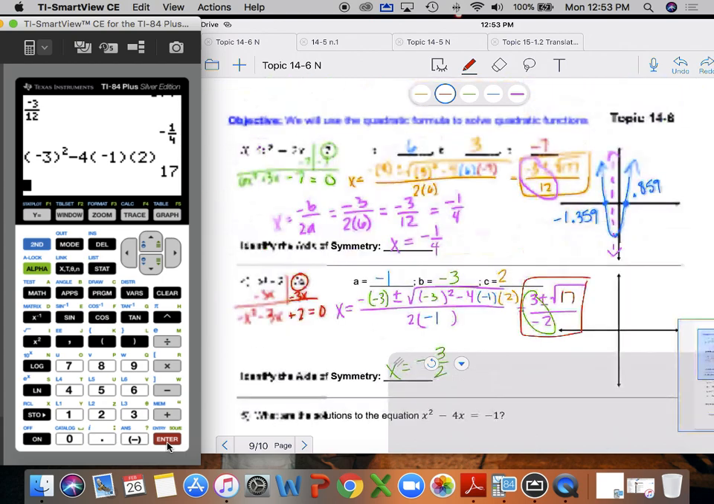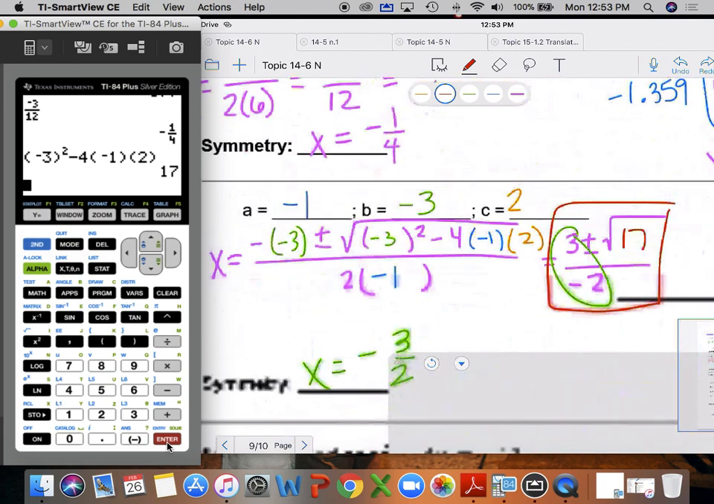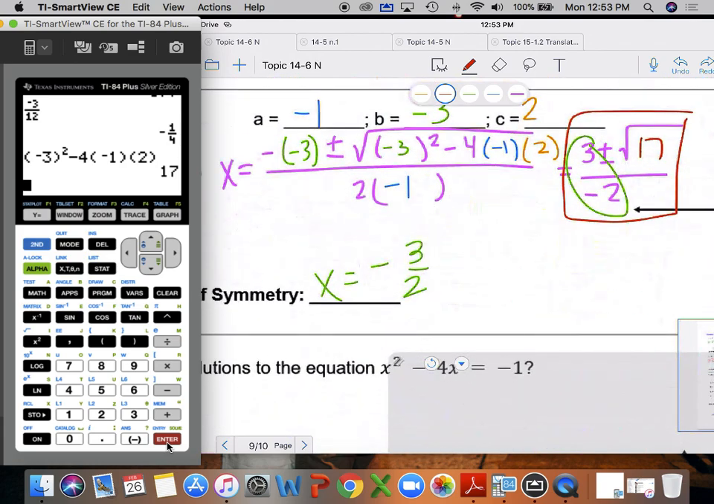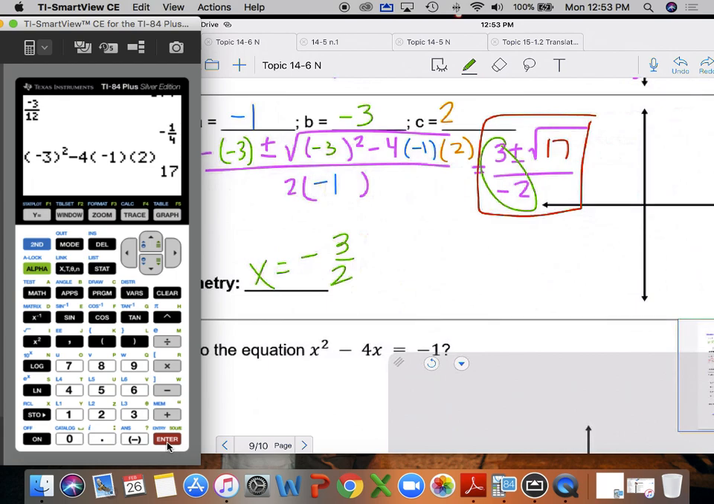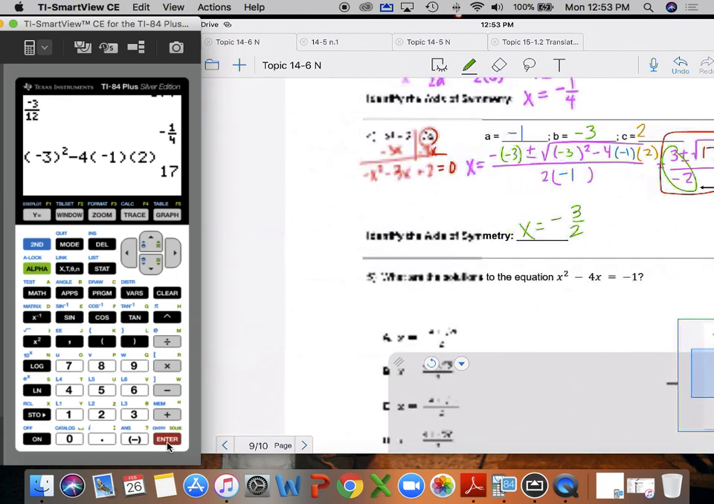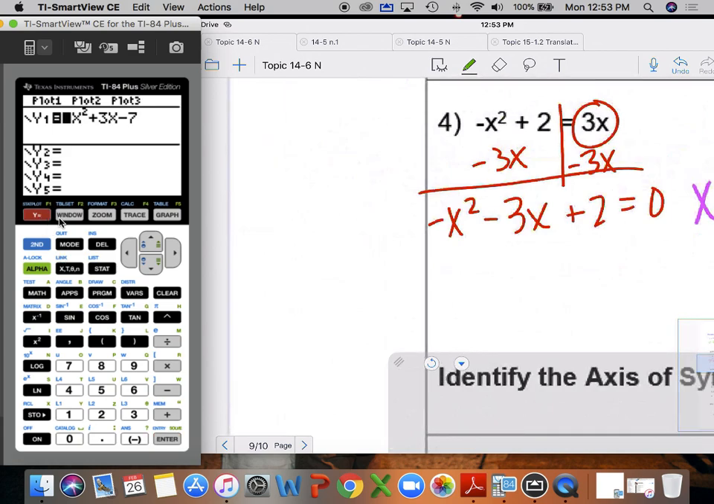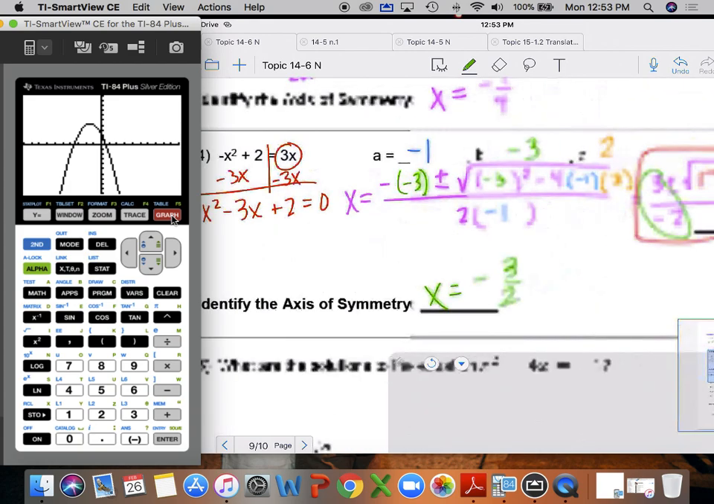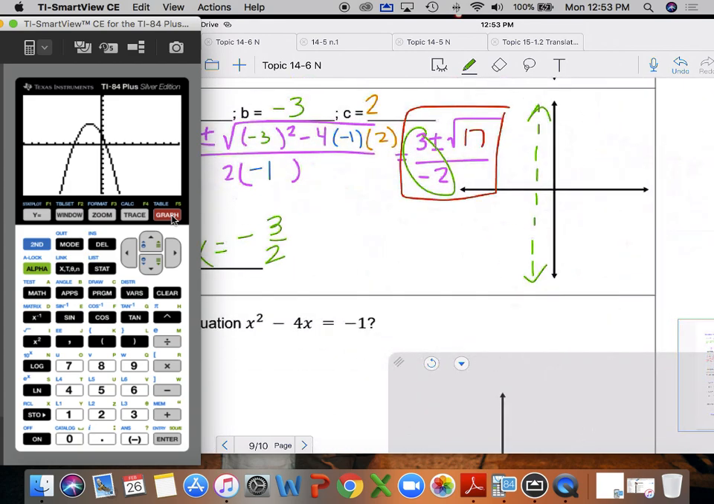Okay, so remember we made that connection up here, or you can still plug into your axis of symmetry formula, but you're going to get the same thing. So axis of symmetry is over here. Let's see what this graph in red really looks like. So negative x squared minus 3x plus 2. So my graph is a maximum.